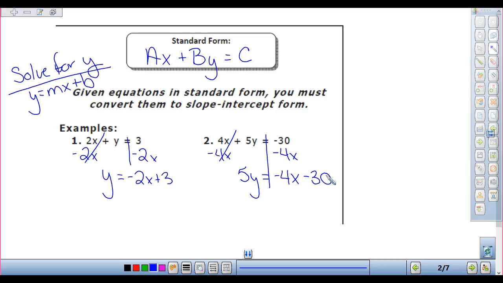Okay. Now what's still hooked onto my y? The 5. I've got to take that 5, but I've got to divide it by all 3 parts. So I'm going to divide by 5, divide by 5, and divide by 5. So y equals, now this gives me a fraction, what is it? Negative 4/5 x minus 6. There you go.